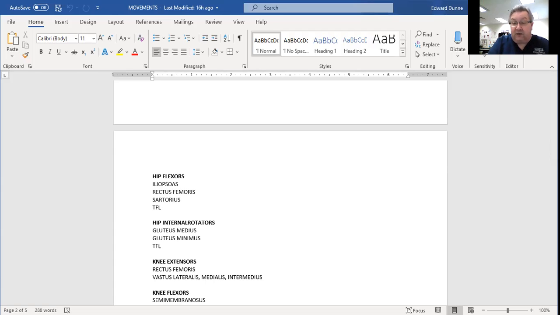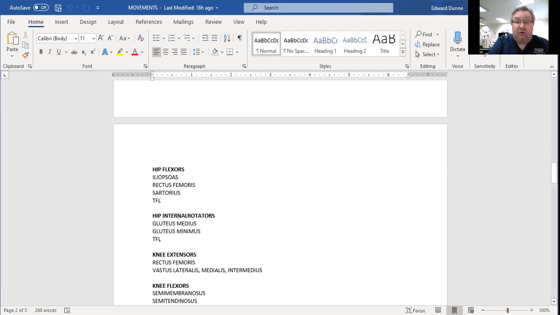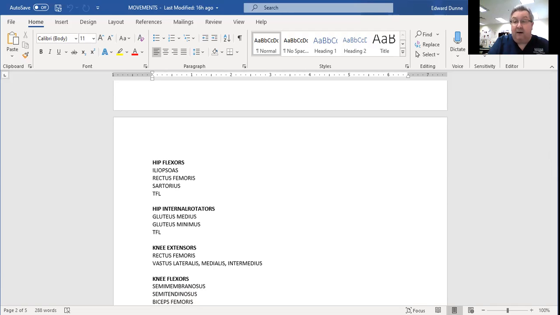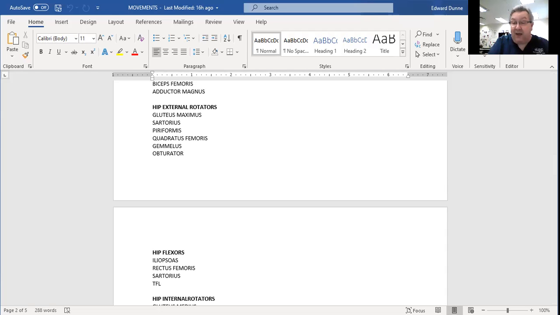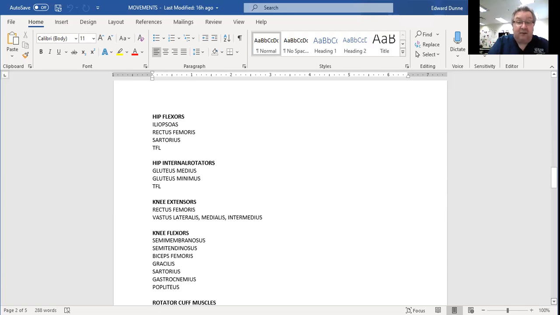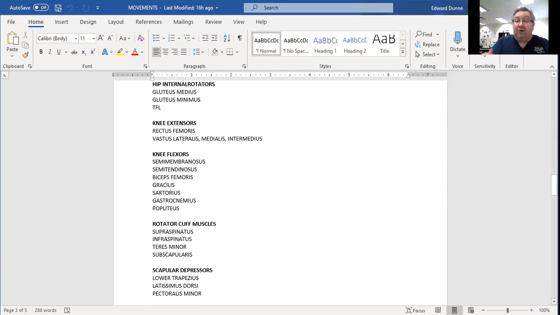The internal rotators. So we spoke about those external rotators, let me just kind of go over them. The external rotators are like gluteus maximus and sartorius and piriformis. Well, the internal rotators are the other glute muscles, glute medius and glute minimus, and also the TFL. The tensor fascia lata is the other internal rotator of the hip.